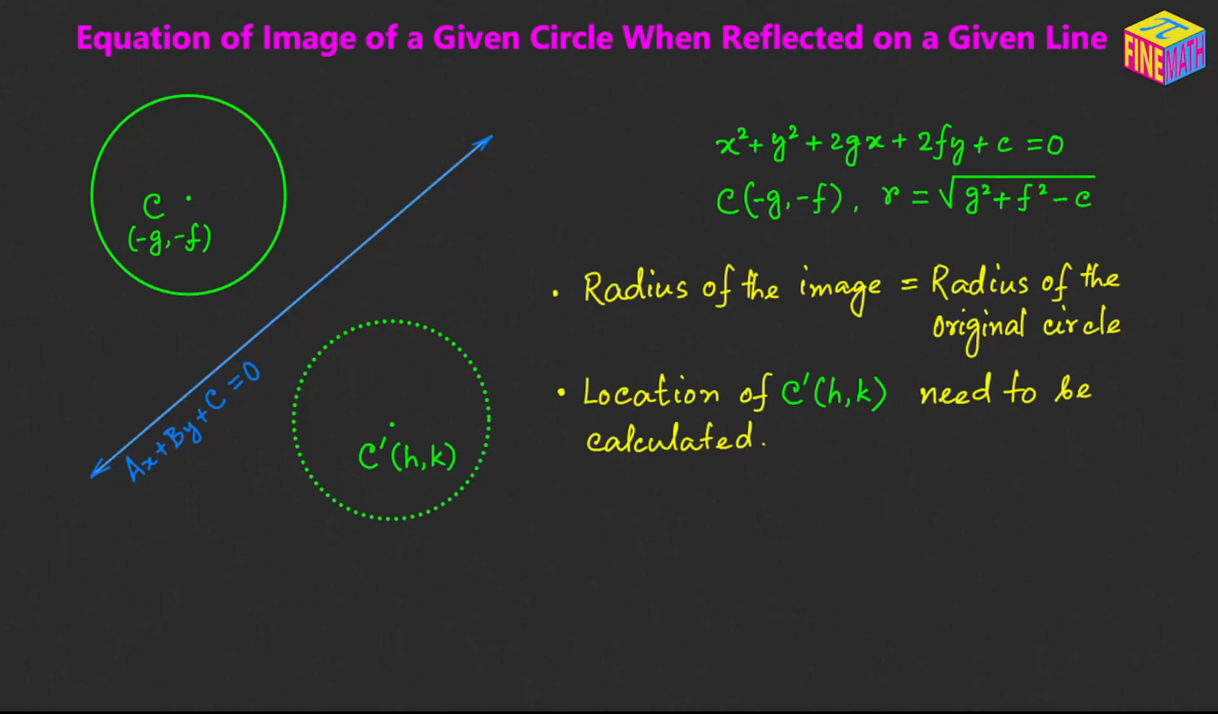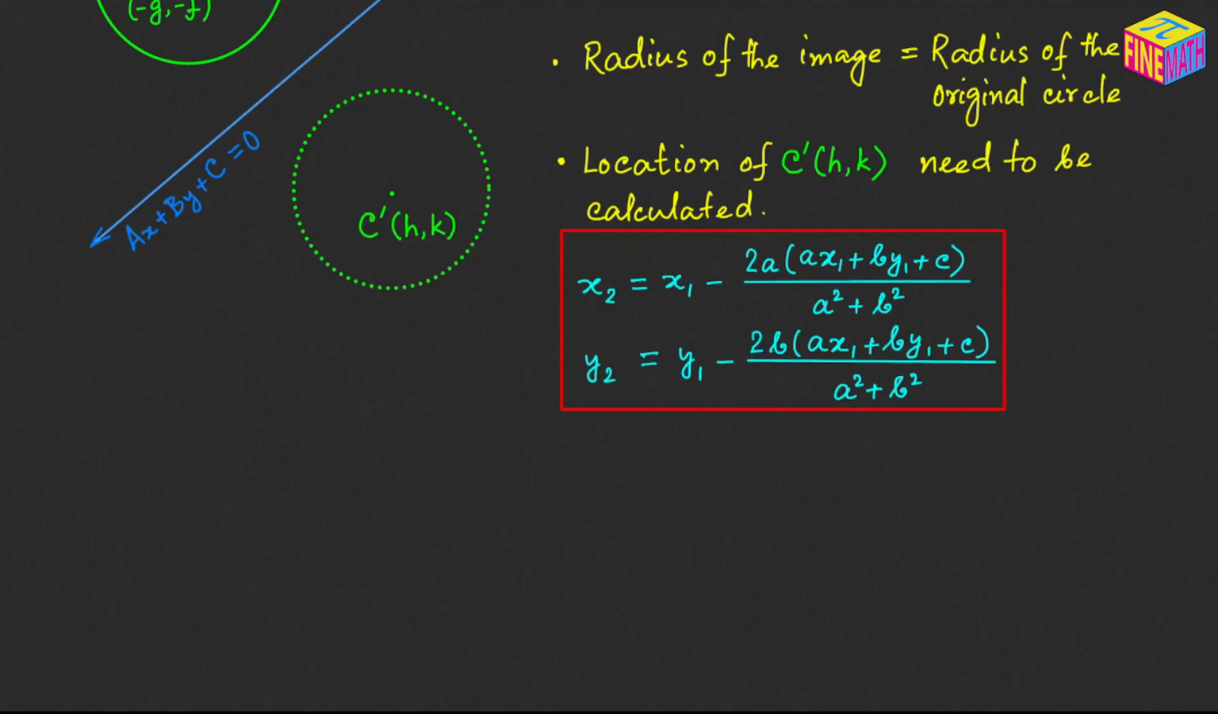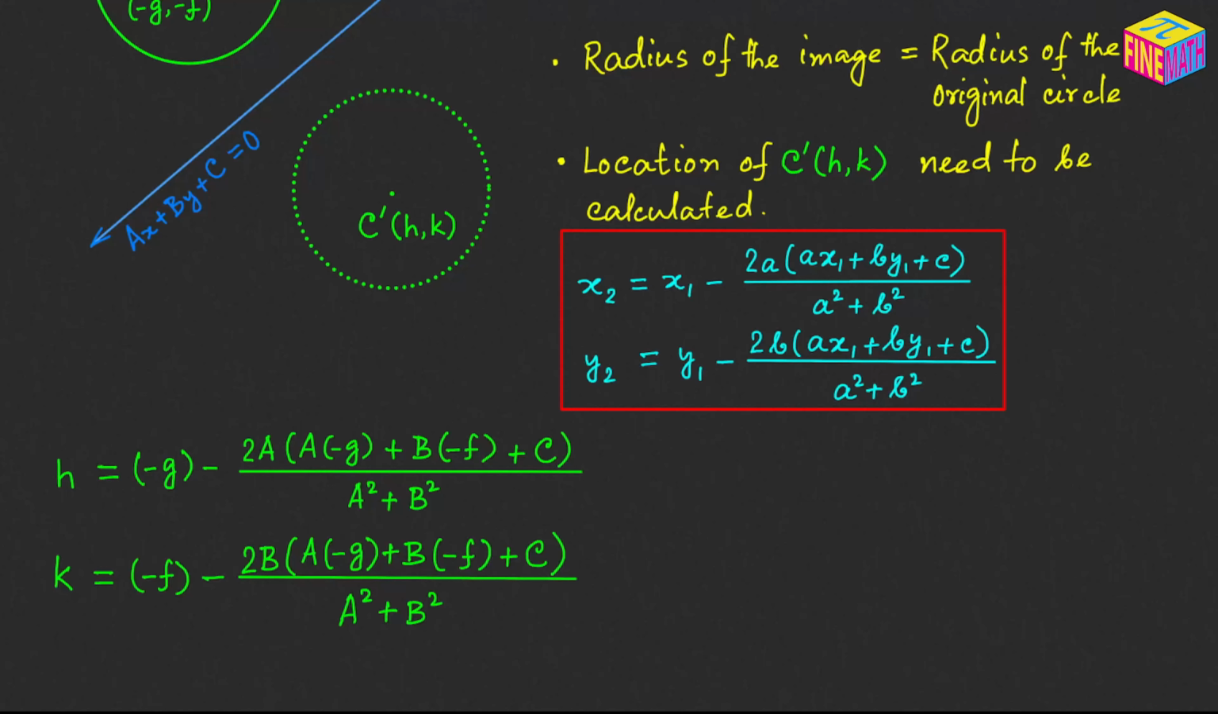In a previous video, we have discussed how to find the coordinates of a point when reflected on a given straight line. I have shared the link in the description. Feel free to watch that video. According to the formula in that previous video, we have seen that the x coordinate of the image can be written like this, and similarly the y coordinate of the image will be like this. So now we are going to use this formula to find out the values of h and k. And in this example, x sub 2 is actually h and y sub 2 is actually k. So the values of h and k can be noted like this.